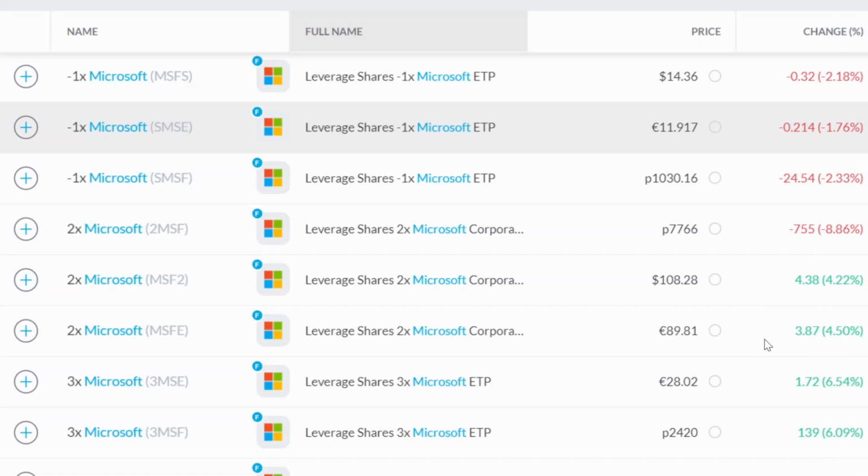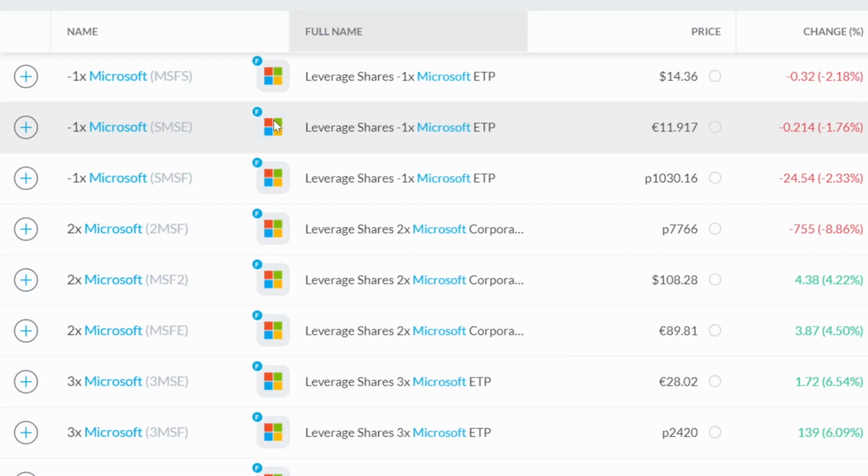And that's the same then for 3x. So the 3x Microsoft leverage shares will go up 3 times whatever the daily price is of Microsoft. The daily price went up by roughly 2%, and the 3x Microsoft leverage shares went up by 6%.